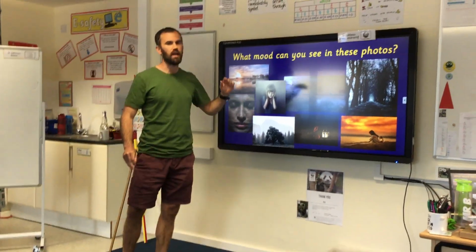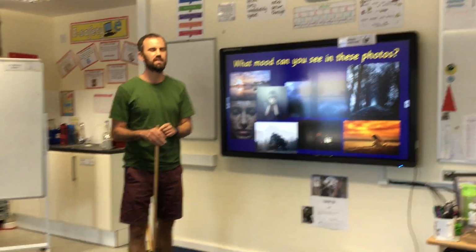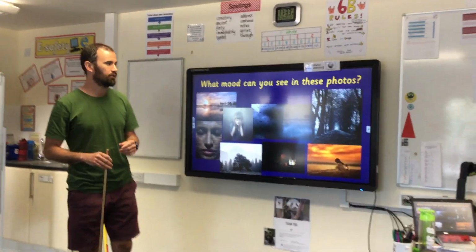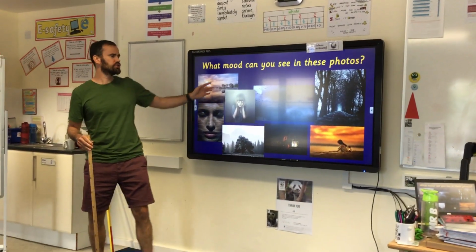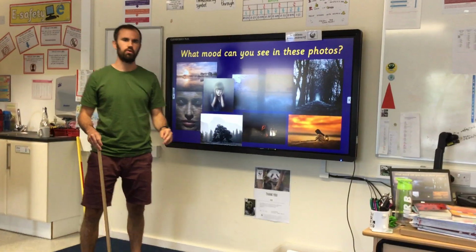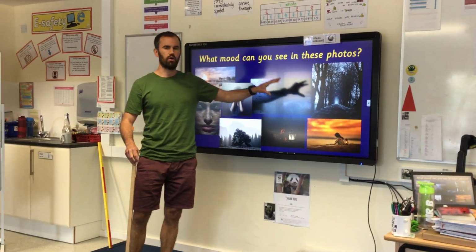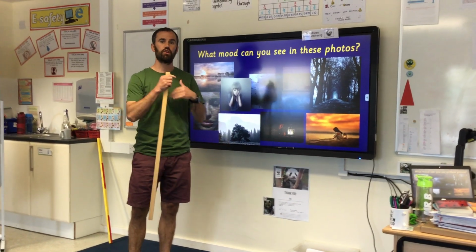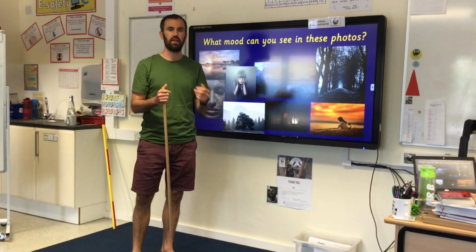Chance to look at those eight photos. There's not necessarily a right or wrong answer here, and some of you may have had slightly different moods. Just to talk broadly about some of them though, of course these are photographs, and with each of these photographs, the photographer is trying to create a certain mood in their pictures.